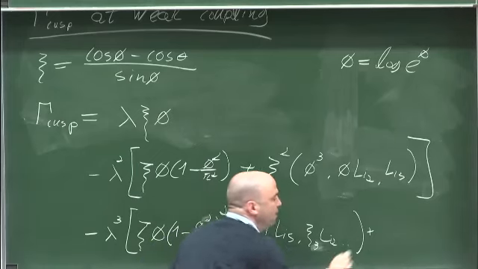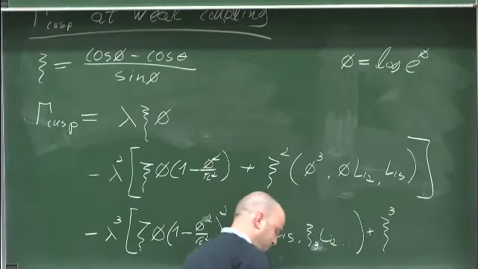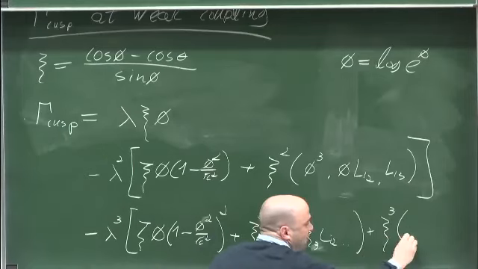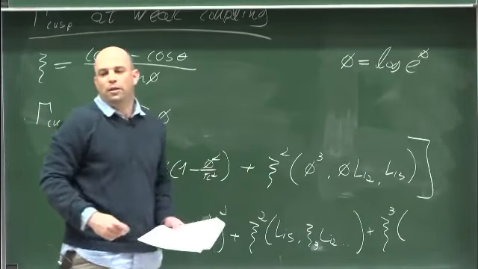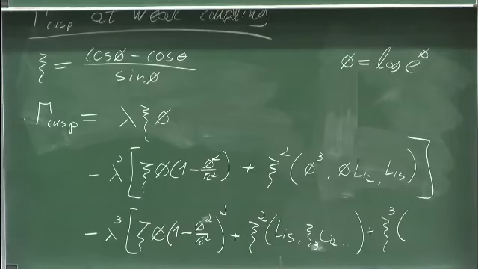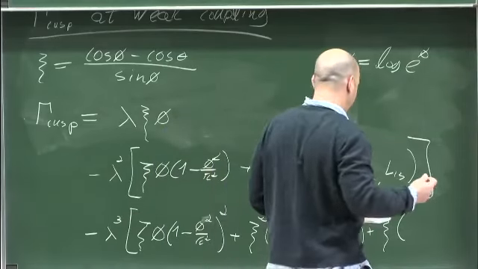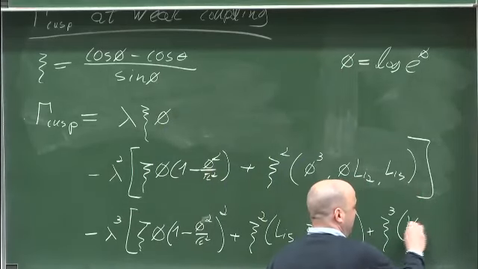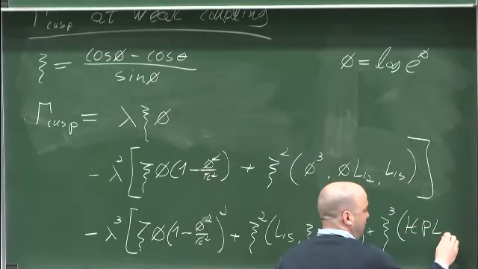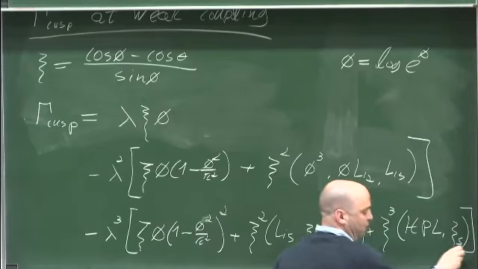And finally, at three loops, you have also a term that goes like psi cubed. And this psi cubed multiplies what are called harmonic polylogs. Harmonic polylogs are just a generalization of polylogs. They are defined by iterated integrals against logs with rational coefficients. So let's write this in general. These are some harmonic polylogs, zeta 5, and so on.